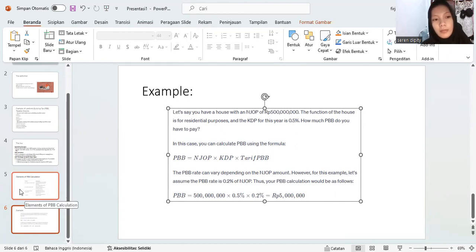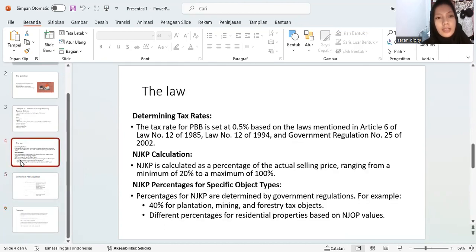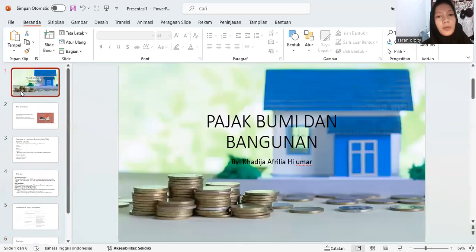So that's it. Maybe this explains a very simple example. I think that will help a little for those of you who watched it.